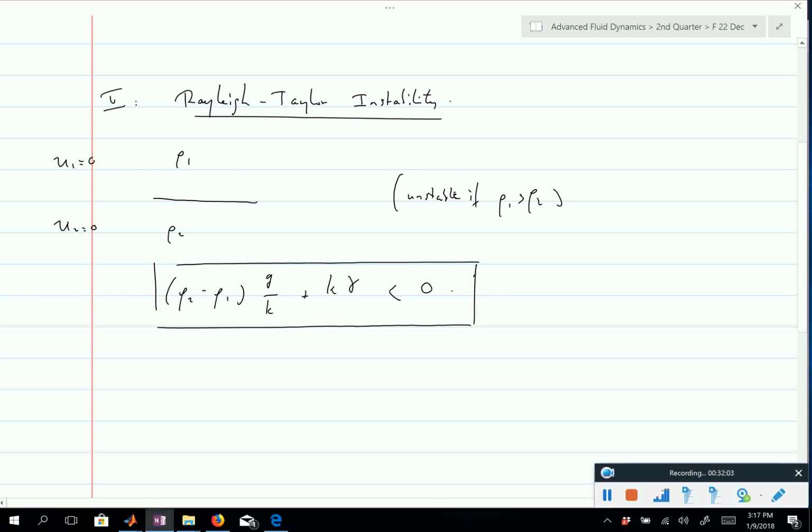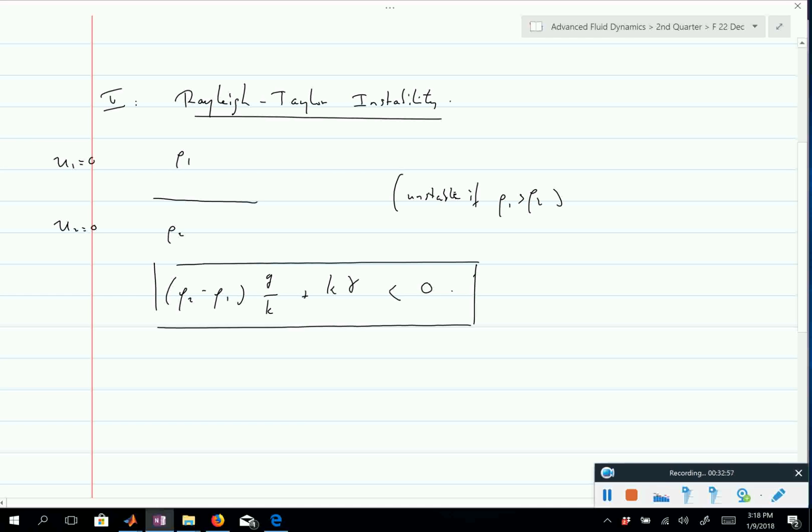Now let's first assume that there is no surface tension. If you assume that this term here is equal to 0, you note that the system is only going to be unstable if rho 2 minus rho 1 is negative. That means if rho 2 is smaller than rho 1. So this is essentially the physical instability criterion. If rho 2 is larger than rho 1, then this number here is positive, and so you can never be unstable because this is never satisfied.